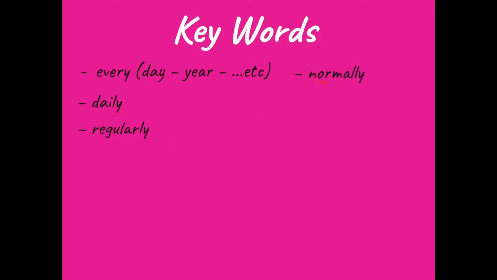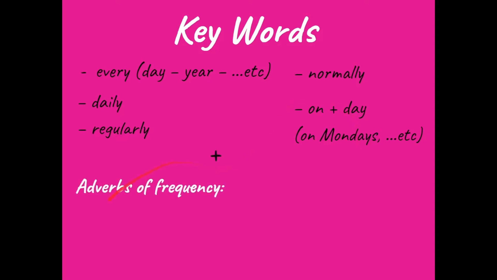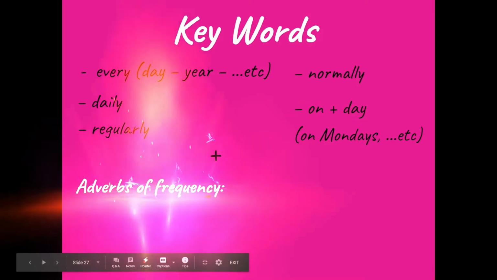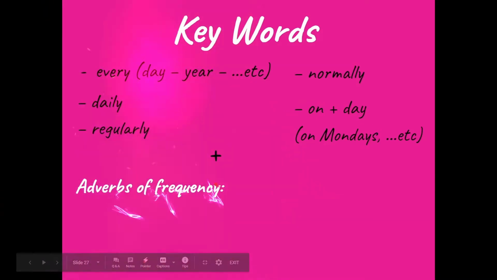You have the word normally, the same. I normally go to school by bus, but sometimes I go by car. All of these are present simple tense. If you have on plus day, on Mondays, on Sunday, I have tennis practice on Sunday, this is present simple. You have something called adverbs of frequency. All of them are keywords for the present simple.